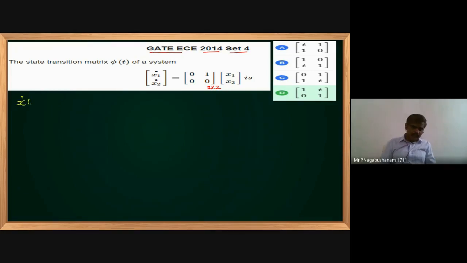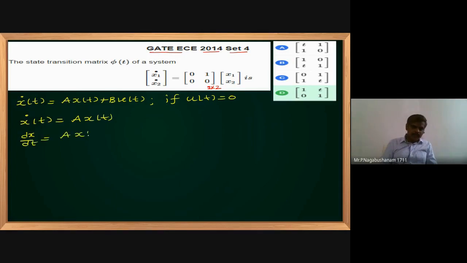In general, the state equation is x dot equal to A into x of t plus B into u of t. If u of t equal to 0, then the state equation will become x dot equal to A into x of t. Yes, they given A into x of t. In this case, they assumed input is 0. Now we can write this as dx by dt is equal to A into x of t. Anyway, so the state transition matrix they are asking.